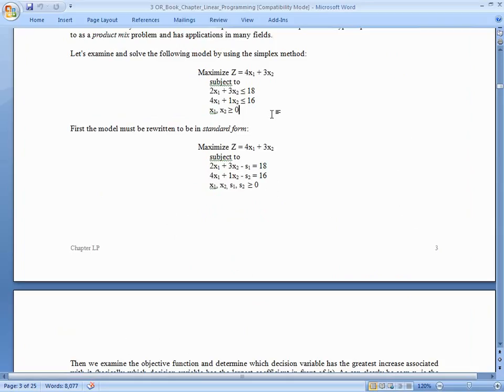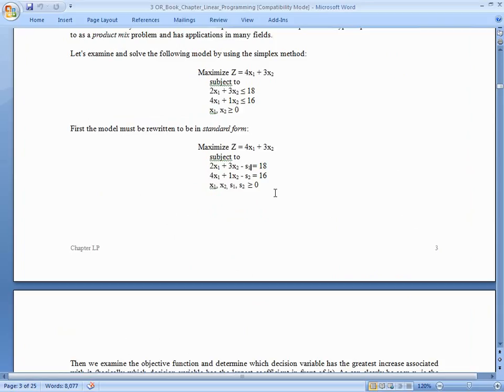Okay? So first thing that we have to do is we have to rewrite this model in what we refer to as standard form. Now standard form means we got to get rid of these inequalities. Okay? And the way we get rid of these inequalities is we replace it with something that's called a slack variable. Okay?